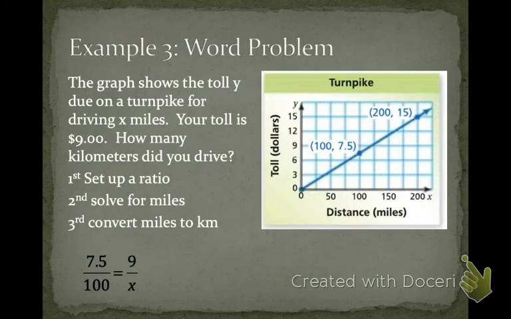Okay, so here's my ratio. So I took that from the graph, the 7.5 and 100. Remember, it's always y over x. And now I can do whatever I want to solve for my x. I'm going to probably use cross products. And then I get 120 miles. So you're going to have to do a little math to get there.